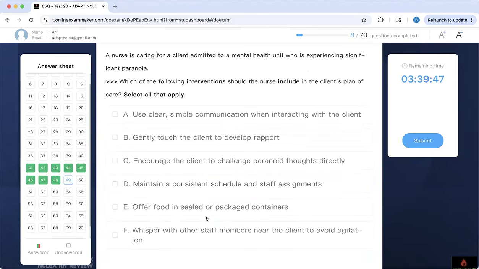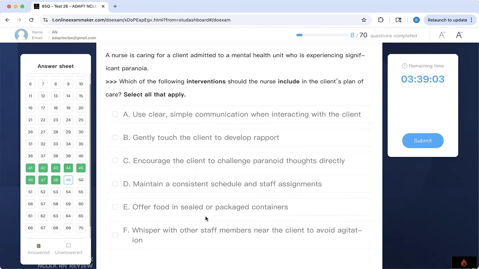And this is caring for a client admitted to a mental health unit who is experiencing significant paranoia. The patient has a paranoid disorder. Which of the following interventions should the nurse include in the plan of care? Select all that apply. If you're taking care of a patient who is paranoid, what should you include in the plan of care? This is psych nursing. Use clear, simple communication when interacting with the client. Gently touch the client to develop rapport. Encourage the client to challenge the paranoid thought directly. Maintain a consistent schedule and staff assignment. Offer food in sealed packaged containers. Whisper with the other staff members near the client to avoid agitation.